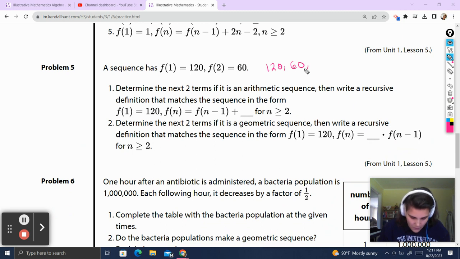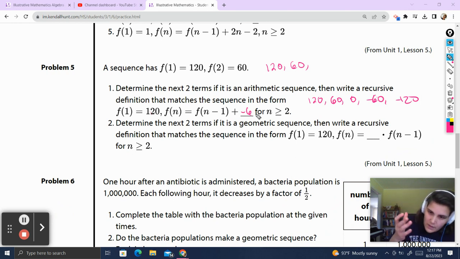Well, if it's arithmetic, it means it's changing by a constant amount that's added or subtracted. So we subtracted 60. So we're going to keep subtracting 60 to get our term. Now we have to write a recursive function that matches the sequence. So f of 1 is 120, we know that. F of n is going to be the previous term plus minus 60. And we're done.